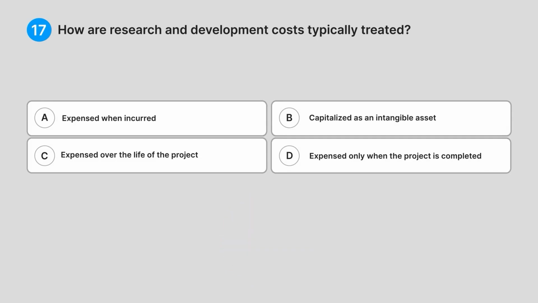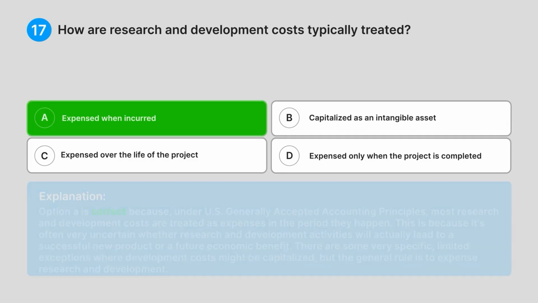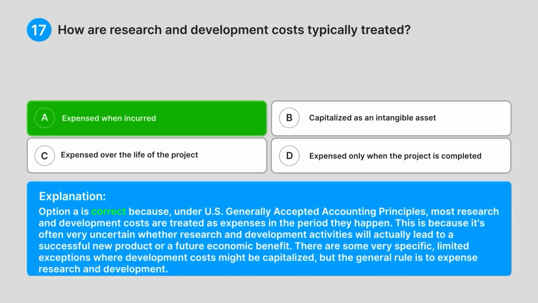Correct answer, A. Expensed when incurred. Explanation. Option A is correct because under US generally accepted accounting principles, most research and development costs are treated as expenses in the period they happen. This is because it's often very uncertain whether research and development activities will actually lead to a successful new product or a future economic benefit.